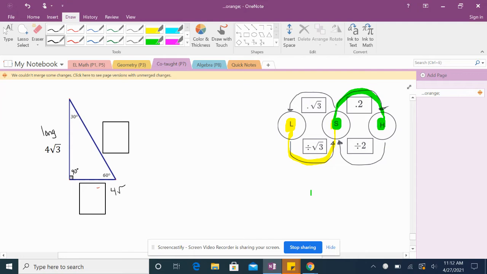So I take 4 square root 3 and I divide by the square root of 3.